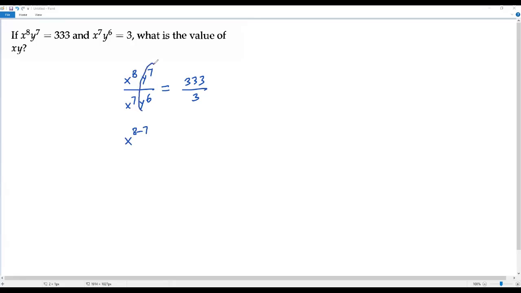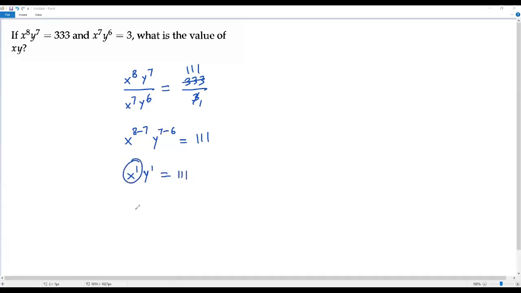The same thing we can do for this one, that is y to the 7th power by y to the 6th power. For that we take the base once and subtract the exponents, y to the power of 7 minus 6. And here 3 goes into 3 1 times and 3 goes into 333 111 times. Let me write 111 on the right side. x to the power of 8 minus 7 is just 1, that is x to the first power. And here y to the power of 7 minus 6 is just 1. On the right side we have 111.